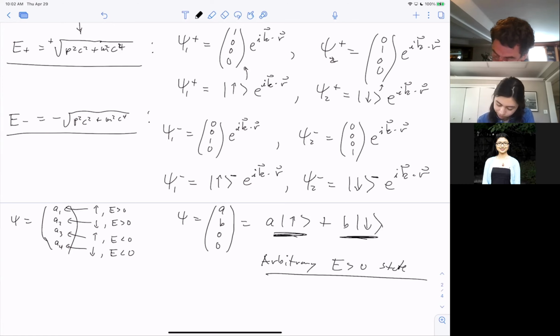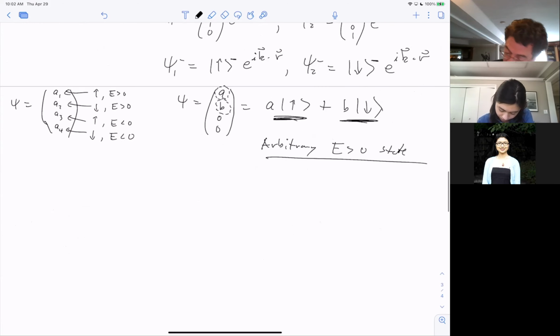Then that's what I'm doing. This is just telling me how much of the spin up component I have and how much of the spin down component I have. So these coefficients in this four-dimensional vector are just telling us how much spin up and spin down component we have for the positive energy and negative energy components of our wave function. Okay, so how do we interpret this? Let's interpret it further.